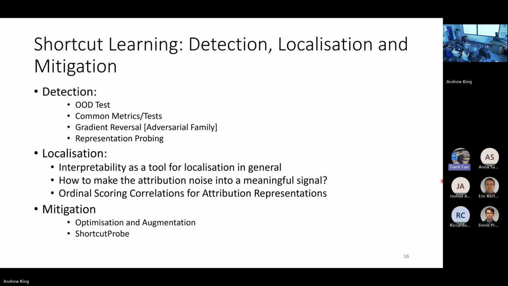We'll go from there to localization. Localization is primarily interpretability based. So we will see what the drawbacks are associated with the current interpretability tools, and how much they can be used to actually get a meaningful signal associated with shortcuts out of the setup we have. And then finally, how do we mitigate these biases introduced by shortcut features?